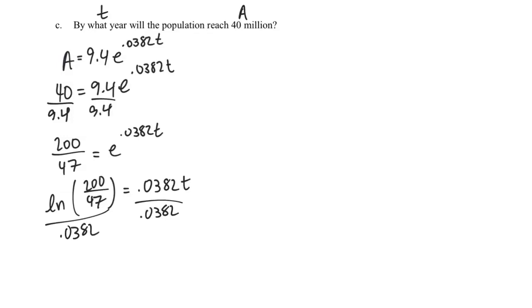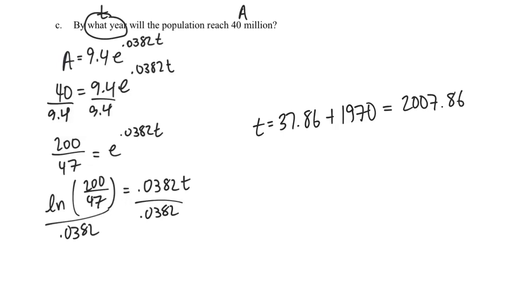We're going to recall that stored value, and we're going to end up with an answer of 37.86. But that is not a sufficient answer, because we want to know in what year this is going to happen. Remember that our initial year was 1970, so we have to add our answer to 1970, and what you end up with is 2007.86. The answer is sometime between 2007 and 2008, that's when the population of Mexico City will reach 40 million.